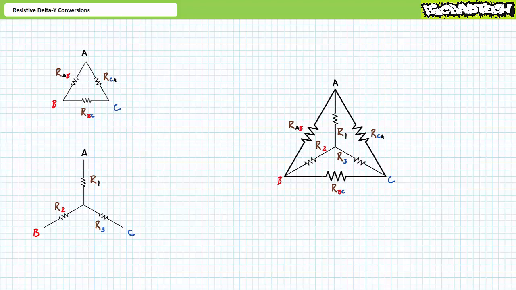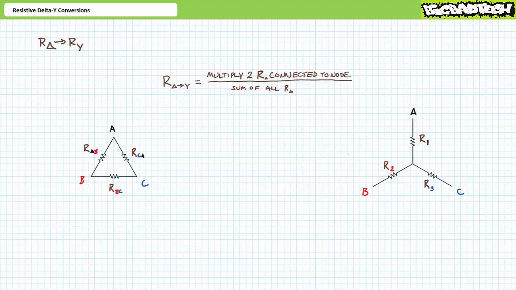This is true if you spin the triangle on its side, stand it on its head, or tilt it at an odd angle. Let's first learn to convert a delta configuration into an equivalent Y configuration. The general formula for this conversion is as follows. To find the specific Y resistance element that would establish equivalency at that node, multiply the two delta resistance elements connected to that node and divide it by the sum of all delta resistance elements. You can remember this simple descriptive formula and then use it to derive the three conversions necessary.